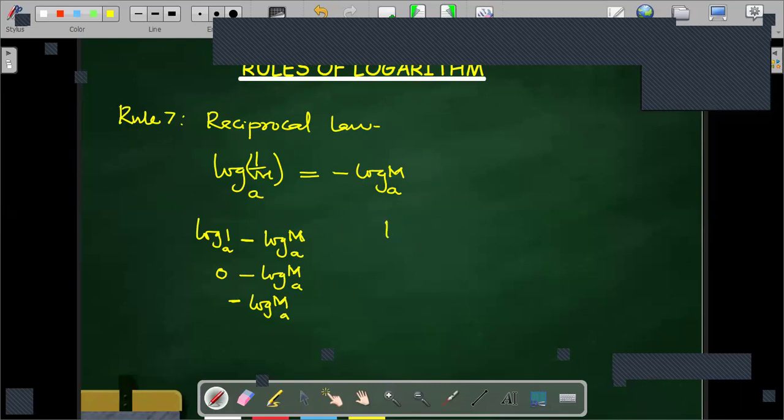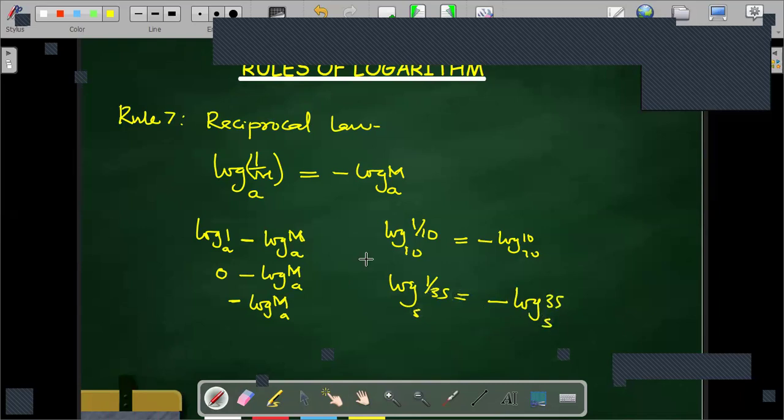For example, if we say what is logarithm of 1 over 10 to base 10. You agree that this will be exactly the same as negative logarithm of 10 to base 10. Let's say we have logarithm of 1 over 35 to base 5. See that this is the same thing as negative logarithm of 35 to base 5.